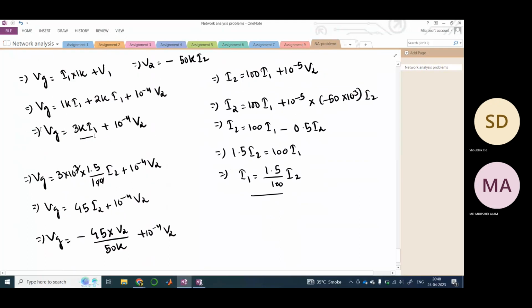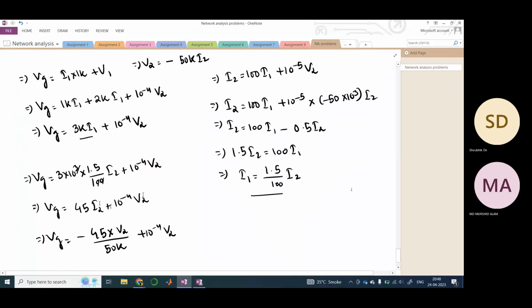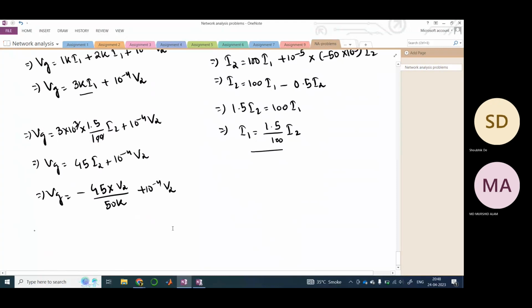Because you see here we have got an equation of Vg relating I1 and V2, and we have got another equation relating I2 and I1, and we have again got an equation relating V2 and I2. So why not substitute I1 in terms of I2 and then finally V2 in terms of I2? If we do that, the equation becomes pretty simple. So here this would be 9 into 10 to the power minus 4 V2, and this would be V2. So Vg would be 8 into 10 to the power minus 4 V2.